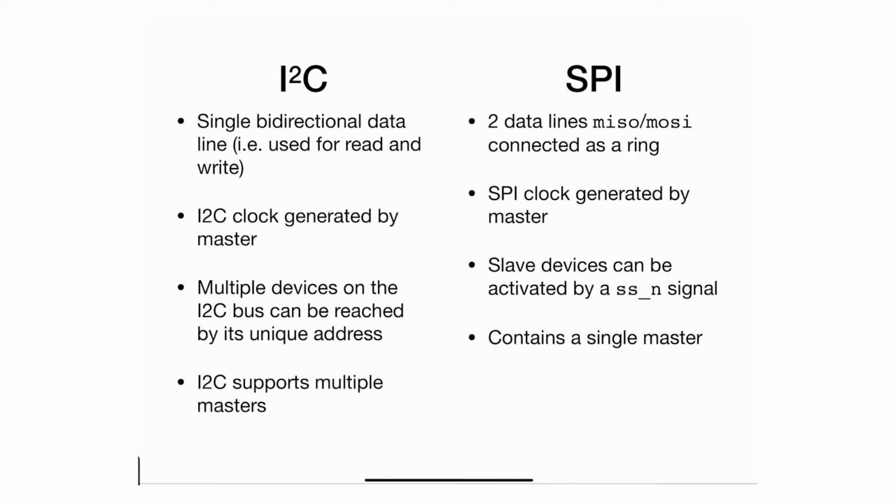On the other hand, the SPI has two data lines, and one is actually MISO, which is master in slave out, or MOSI, master out slave in, and they're connected as a ring. So at the same time, it's full duplex. You can actually output from the master and input to the master at the same exact time.